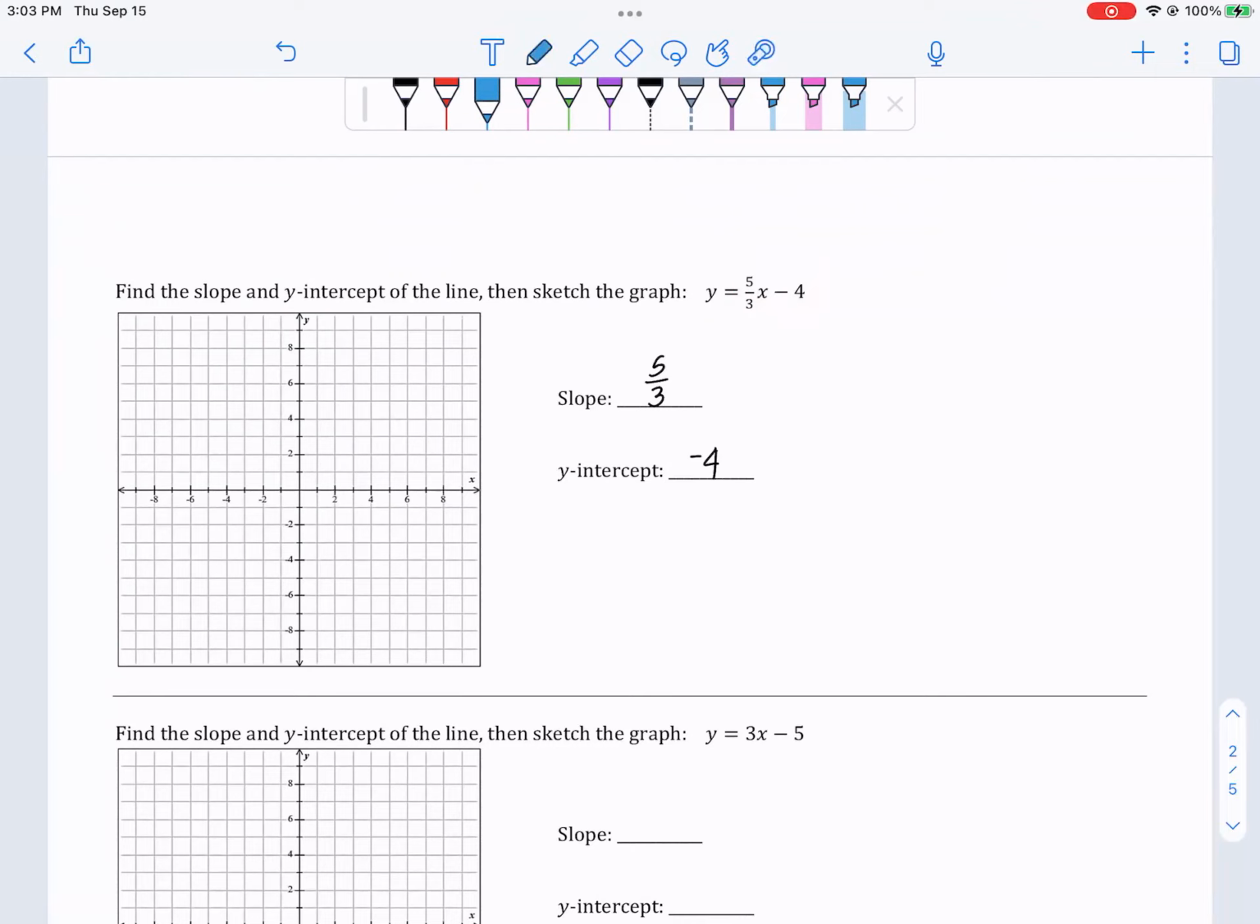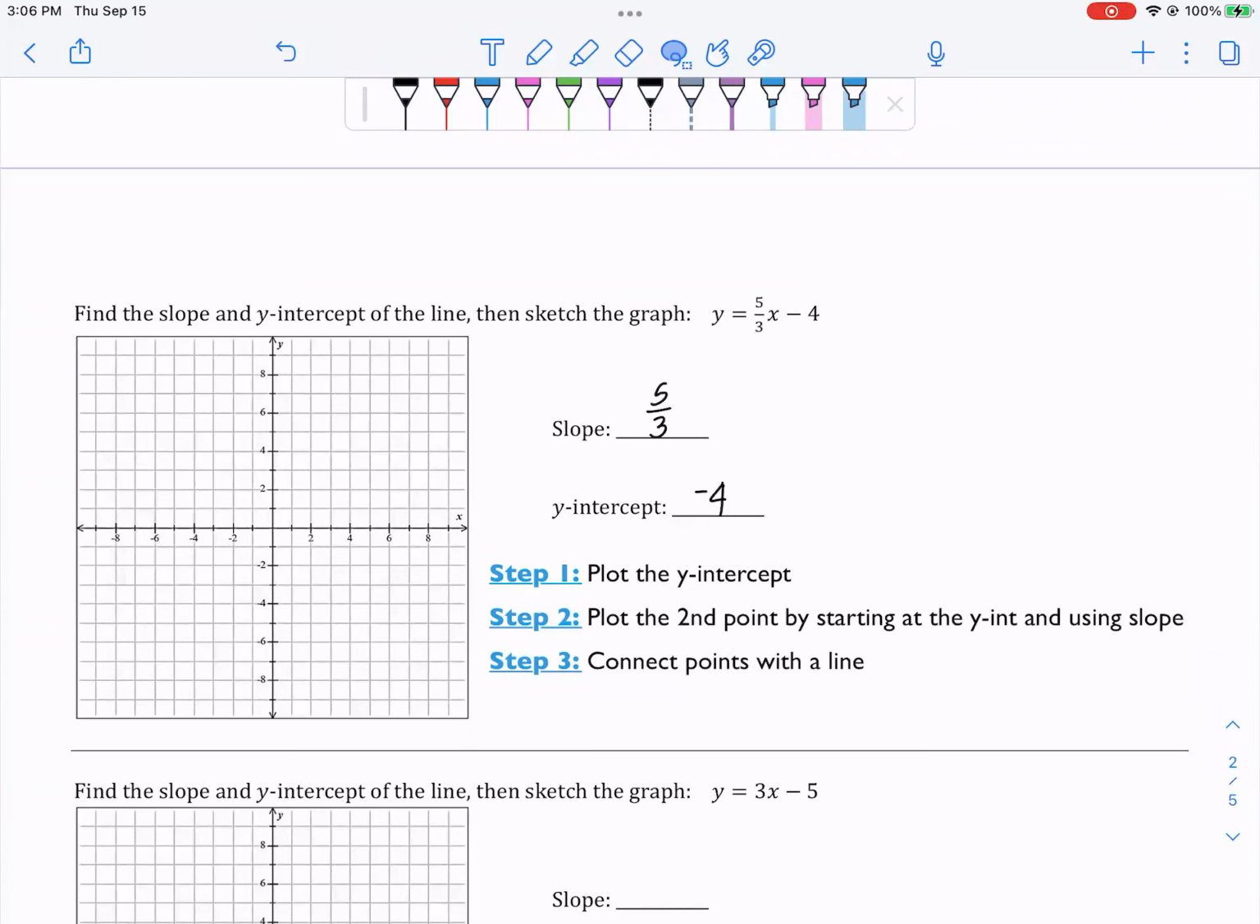Here is the step-by-step process to plotting this line. You know what? Actually, I'm going to pause it and type it so that you don't have to watch me write it out. Pausing and typing. I'll be back in what is less than a second for you. All right, all typed out.